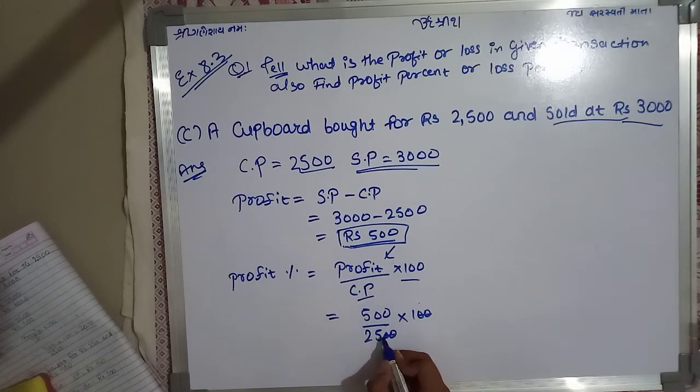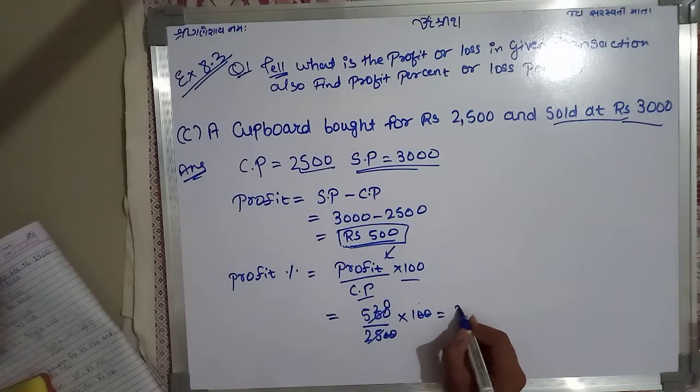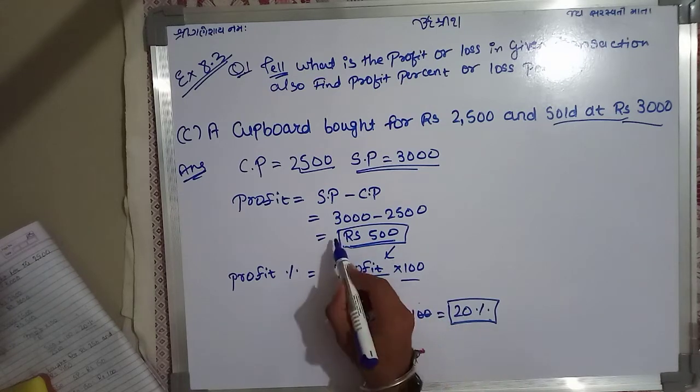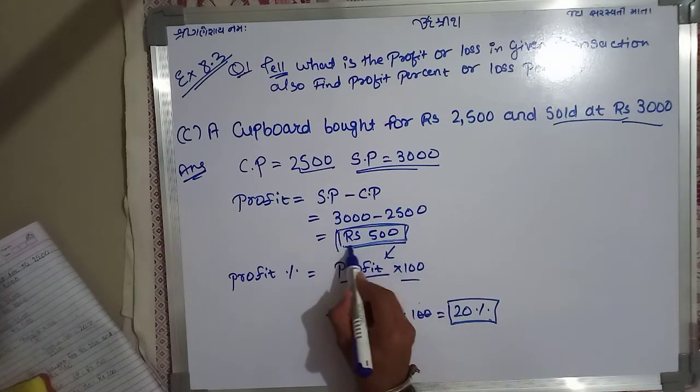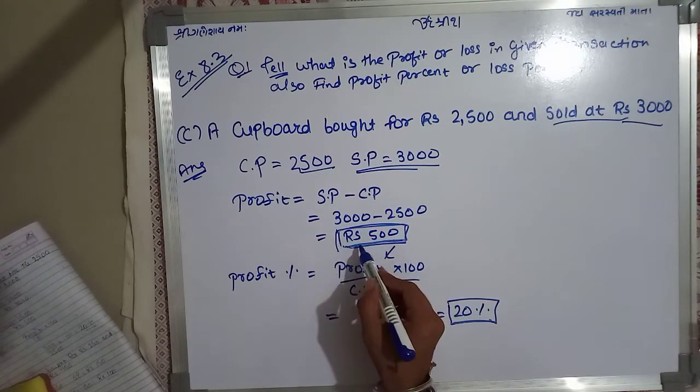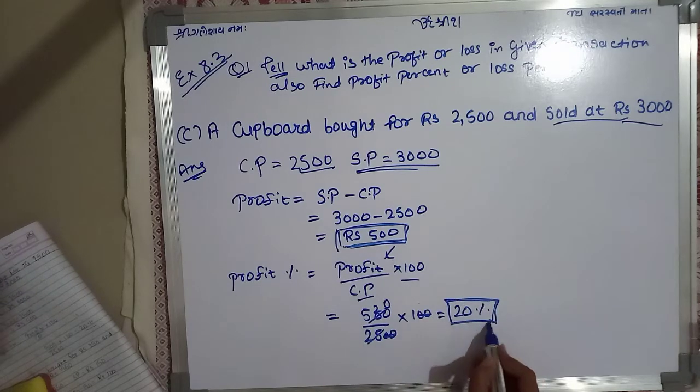20 cut. 25 twos are 50. This 0 will go up. So what is the answer? 20%. So we make a profit of rupees 500, and the profit percentage is 20%.